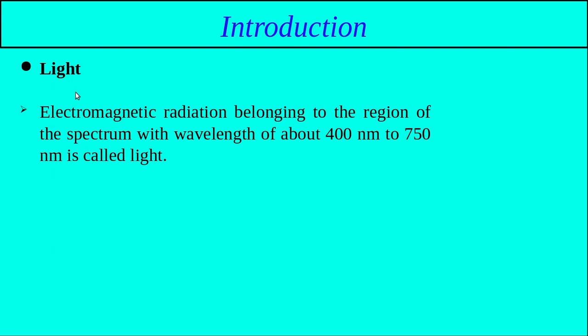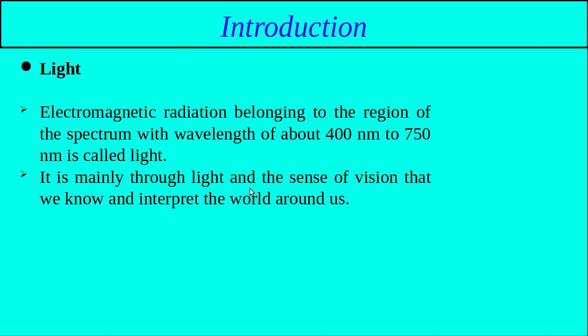introduction. The first thing that comes into mind when we talk about ray optics is light. What actually is light? Light is basically an electromagnetic radiation belonging to the region of the spectrum with wavelength of about 400 nanometers to 750 nanometers. 1 nanometer basically is 10 to the power minus 9 meters.